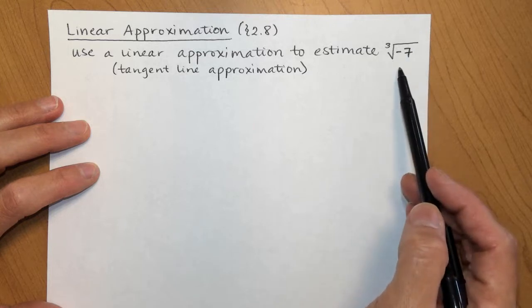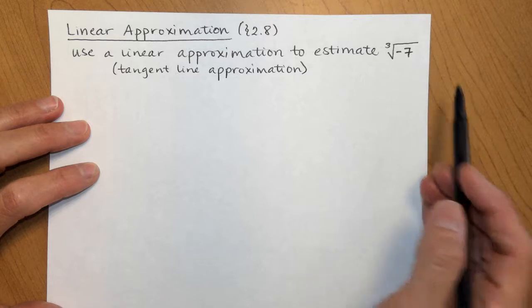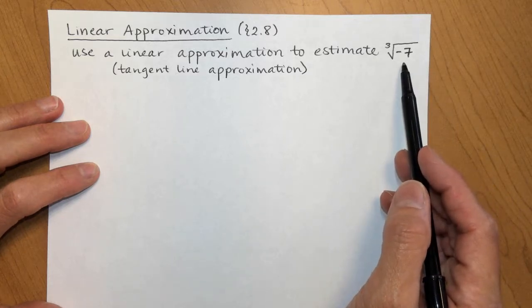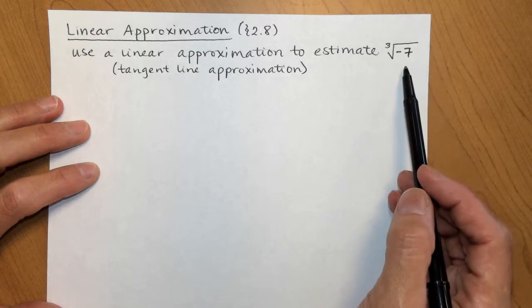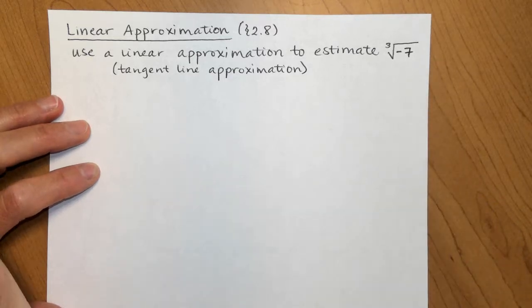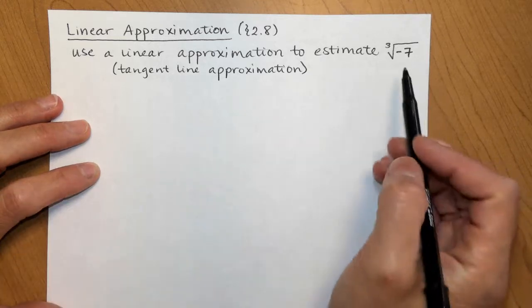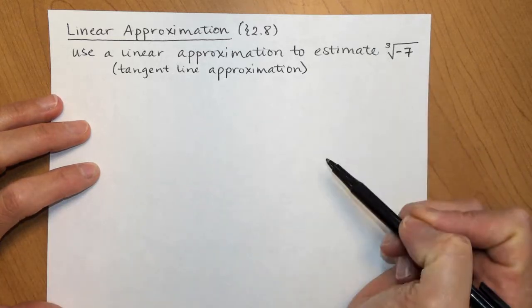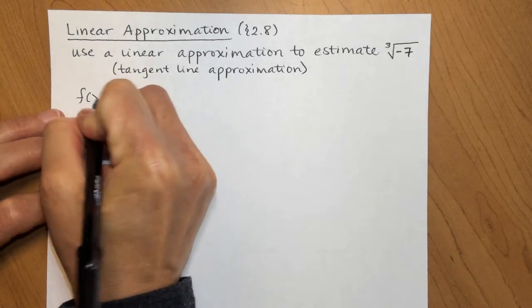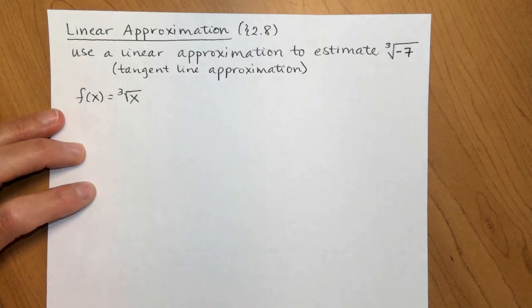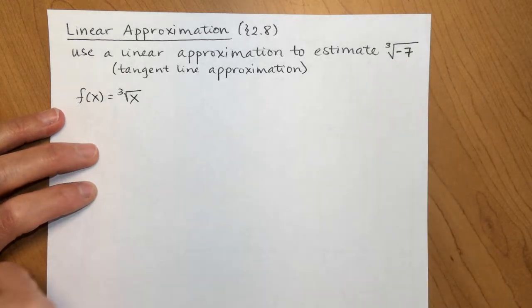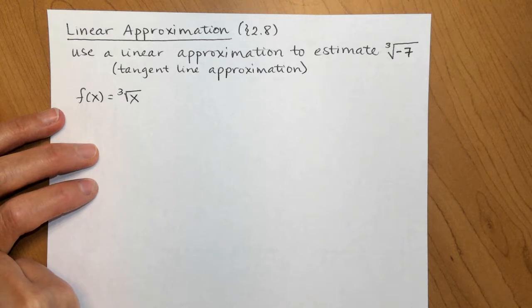We're going to come up with a decimal approximation for this, or maybe a rational approximation, a fraction. And we're going to use a value that we already know. Okay, so first, I'm going to pick a function to represent this. And I'm going to say f of x is the cube root of x. And what I'm going to do is find the equation of the tangent line at a point close to this value. Okay?